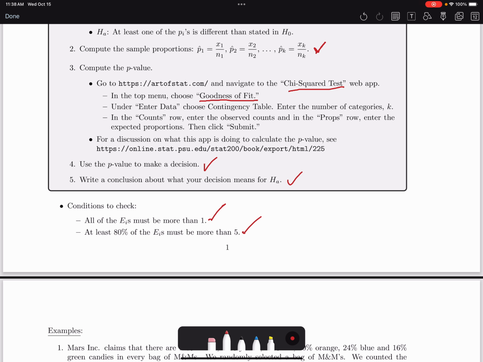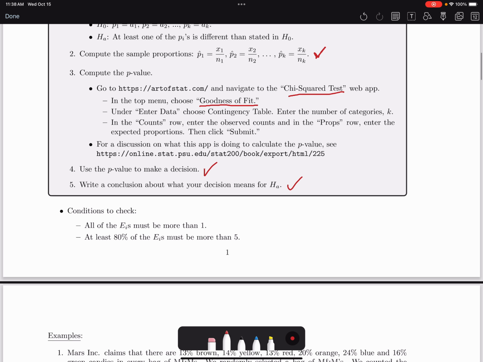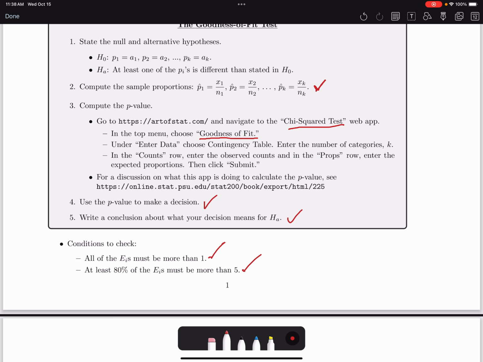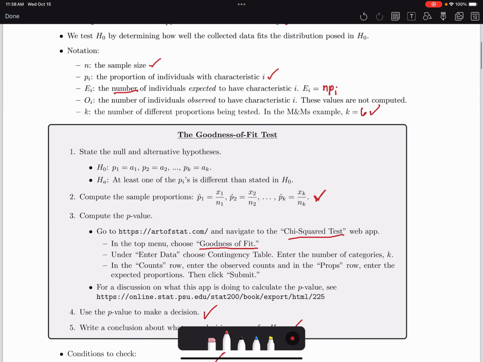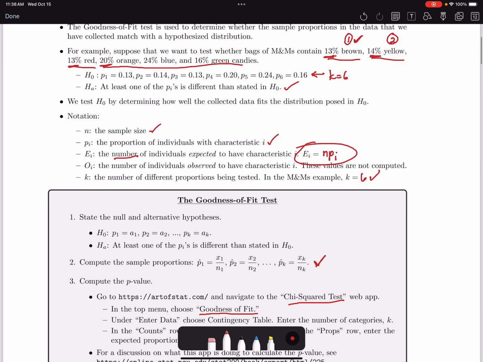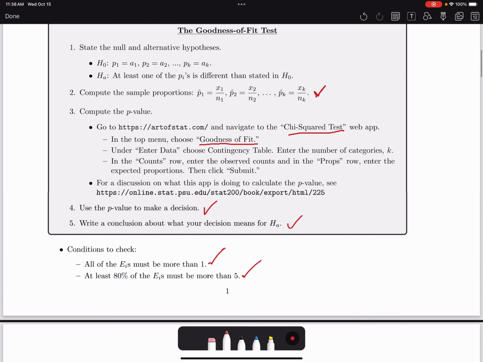Fortunately, it's really easy to do because ArtofStat will compute the expected values for us. We could do it ourselves if we wanted, right, by using this formula. But if ArtofStat will do it automatically, then we might as well just let ArtofStat do it. And so then all we have to do is look at the expected values and make sure that they're all more than 1 and that at least 80% of them are more than 5, right? And if those conditions hold, then our test results are valid.